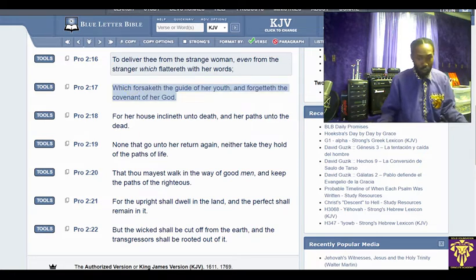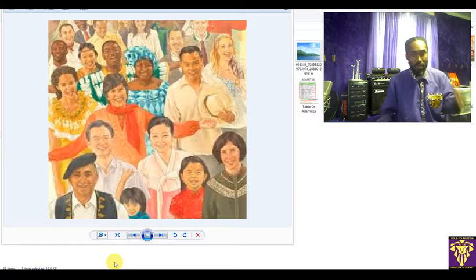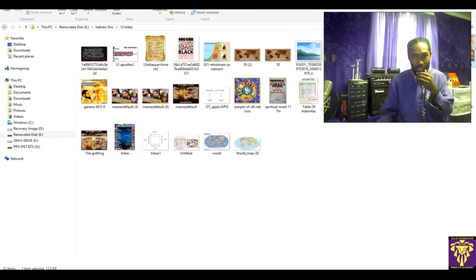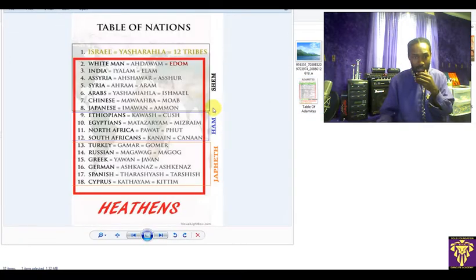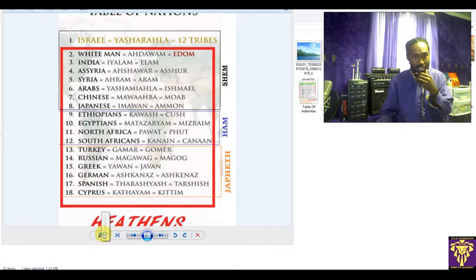Now, question, guys. There be many nations upon the lands today. There are many different people. Chinese, which are Moabites. Japanese, which are Ammonites. Hamites, which are Africans. Elamites, which are East Indians. And so forth. Israelites, which are blacks, Hispanics, and Native Americans. Concerning the table of nations, there are many nations upon the earth today. In total, there are 18 nations.